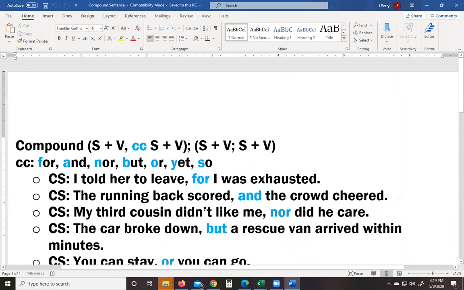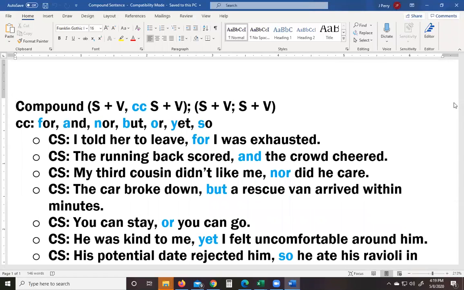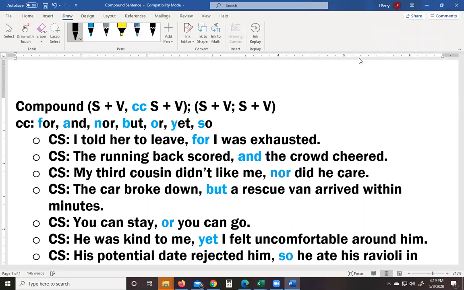Okay, so here are the 2 patterns that we have up here. The first one is the subject plus the verb, then a coordinating conjunction and a comma, and then the subject plus the verb. The other one is the subject plus the verb, a semicolon, and the subject plus the verb. In English, CC stands for coordinating conjunctions, and they are for, and, nor, but, or, yet, so. And we write them in this order, not because of alphabetical order, but because it spells out FANBOYS.